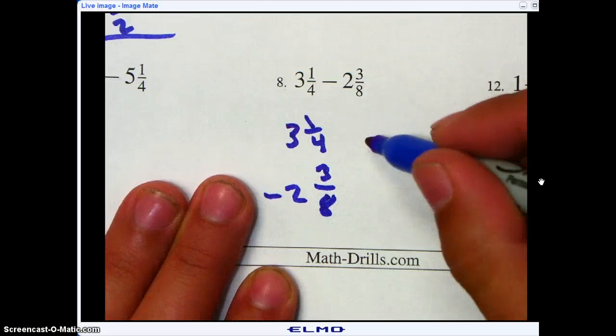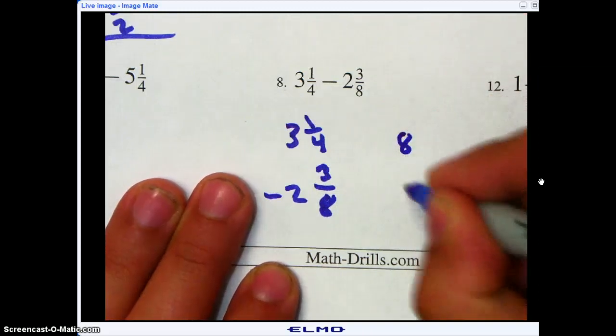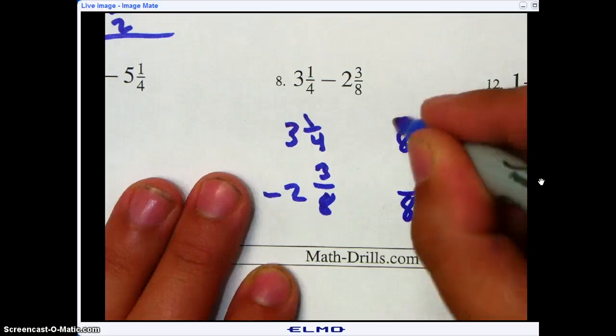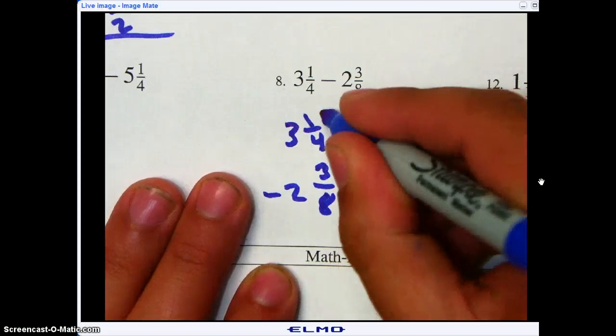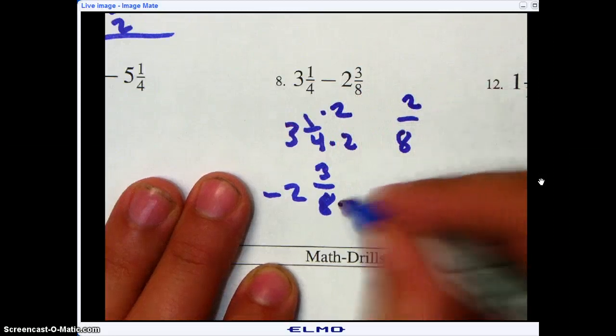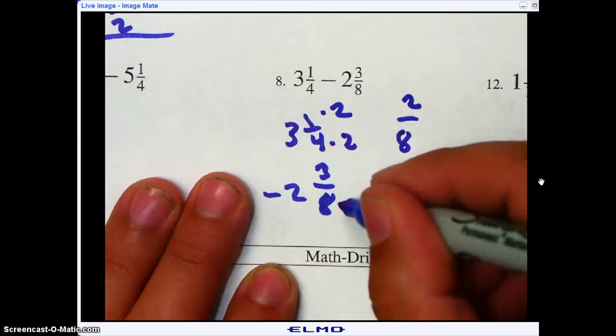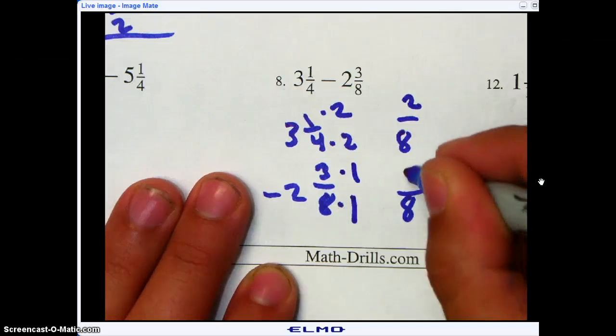All right, what is the least common denominator? 8. Well done. Then we're going to say what times 4 makes 8? 2. Same thing here. We get, and like this didn't change, so this is pretty easy. What times 8 makes 8? 1. Which gives us 3.